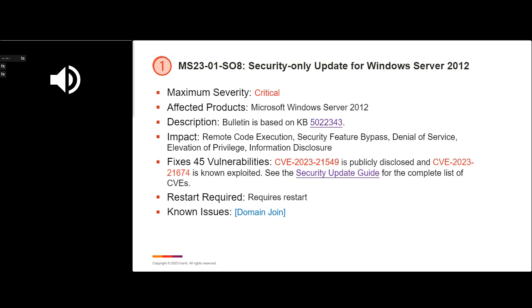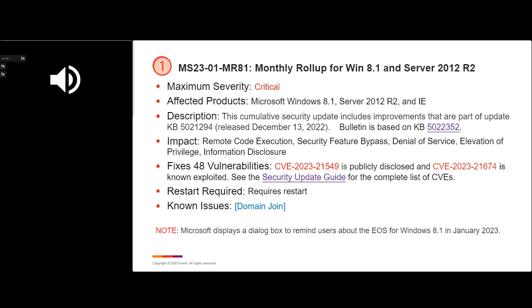And as Chris mentioned, 2012 will be going into extended support in October. So we have about three-quarters of releases here before we go into the ESU support for these systems as well. Monthly roll-up this month for Windows 8.1.